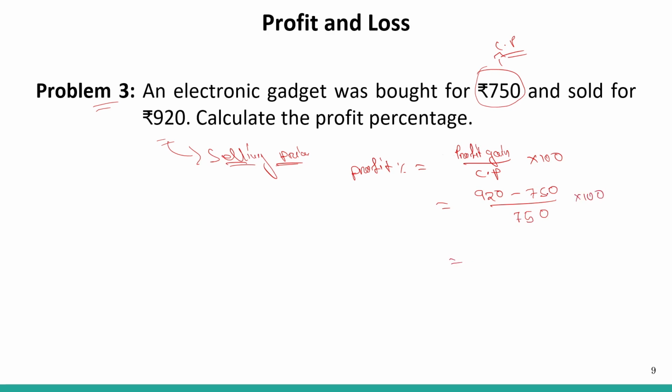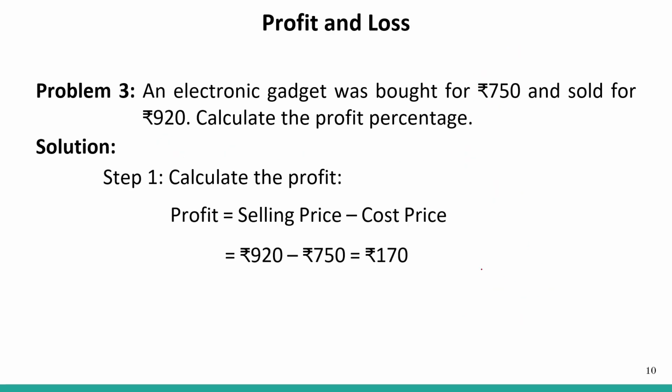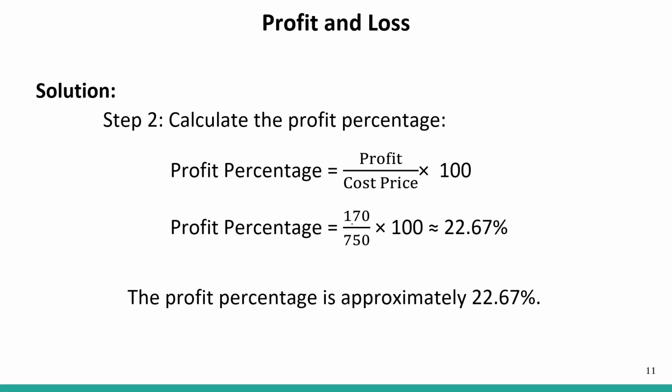So this will be equal to how much? So it will be 170 by 750, right? Into 100. So cancelling a 0 out from here, what we are left with is 17 by 75 into 100. Okay. So selling price minus cost price is equal to what? 170. So profit percentage will be 170 by 750 into 100. That is equal to 22.67%. Okay. So the profit percentage is approximately 22.67%.